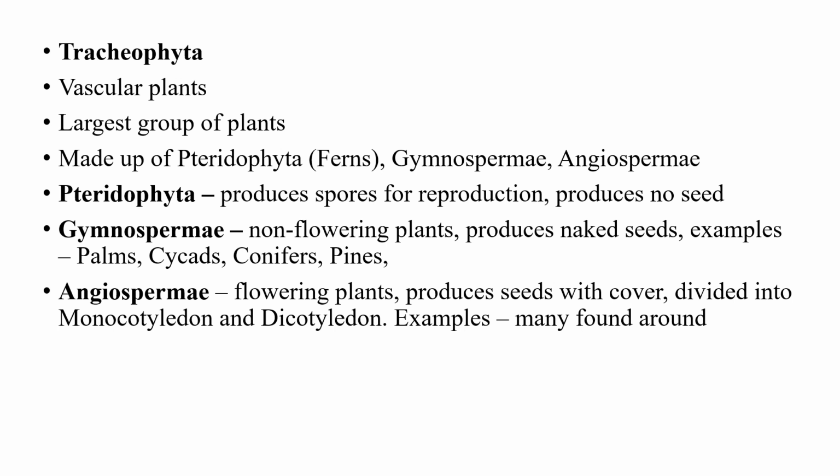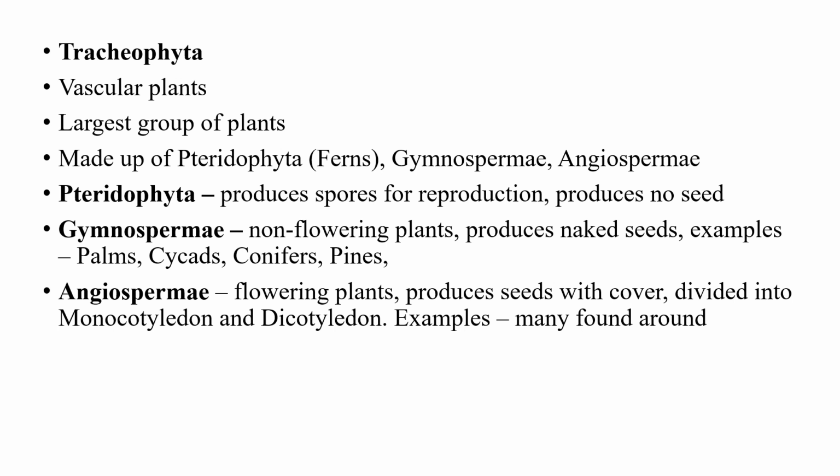The gymnosperms are referred to as non-flowering plants because they don't produce flowers, but they produce seeds, and the seeds are naked, that is, the seeds are not covered. Examples are cycads, pines, conifers. Even palms are found here, but most of these, the cycads and the pines, are found in dry areas, that is, in desert areas. Then you have the Angiospermae.